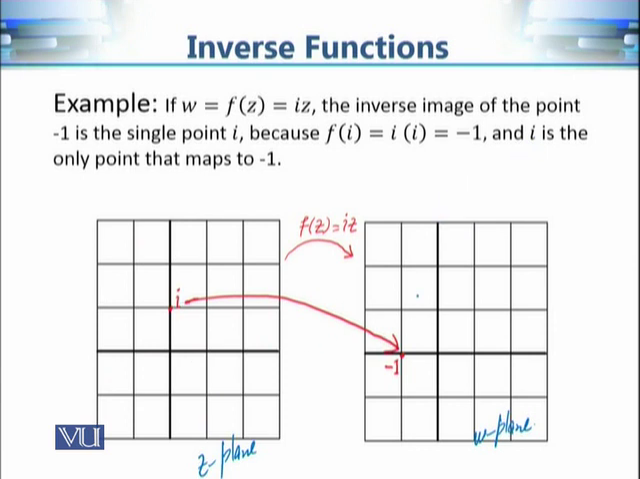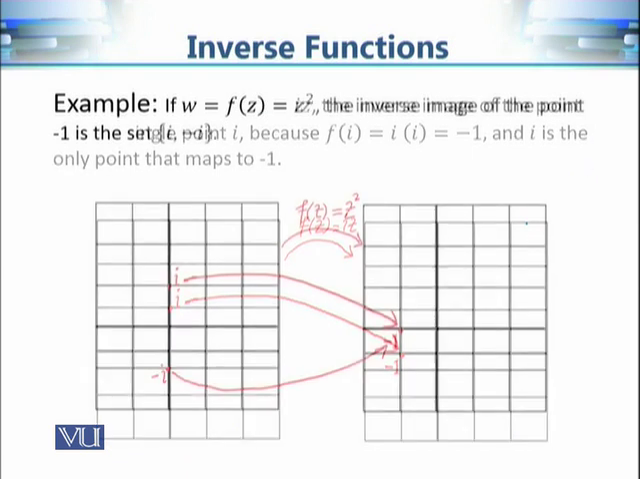Now in this case, when we try to find the reverse procedure of this function f of z, it is possible, because the inverse image of minus 1 is iota. And if this happens for all the points in the range, that the inverse image of each point is unique, then it is possible to find the inverse process or the inverse of this function f.